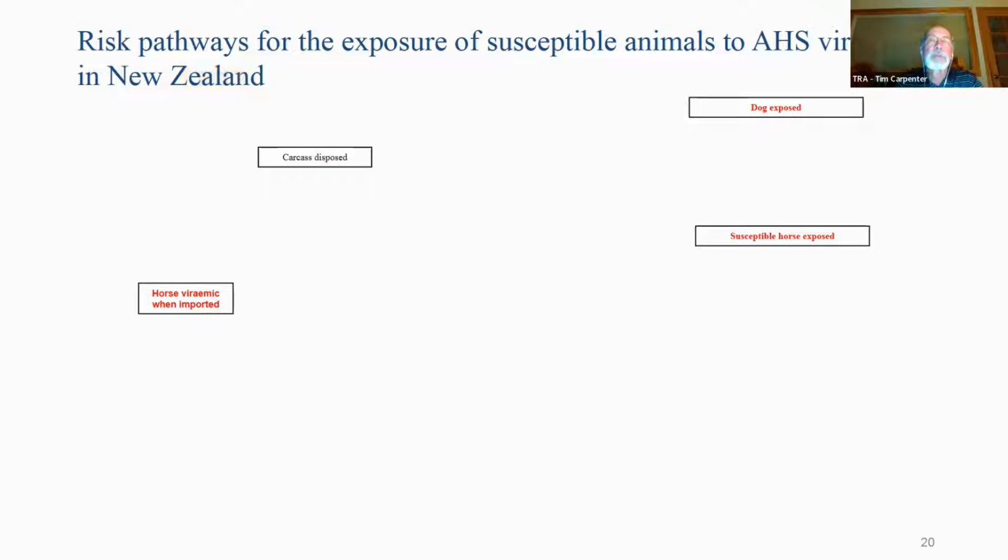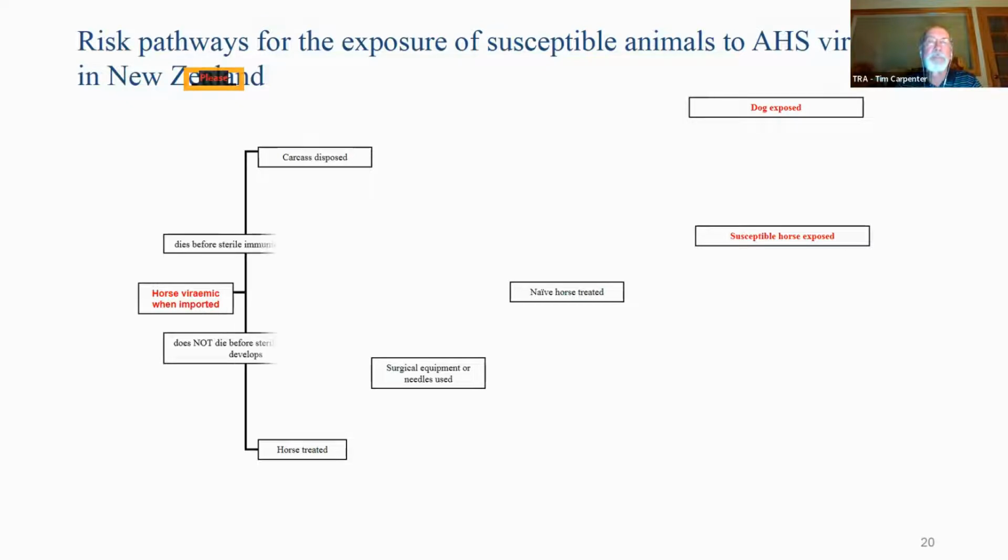So steps to be considered are carcass disposal, treatment of the horse. Again, this is going to be veterinary treatments or potentially stud treatment or stud exposure. And potential exposure to naive horses in the population. So we have this viremic horse. It may die from the viremia because, as I said, mortality can be very high. And if it does die, the carcass will need to be disposed of.